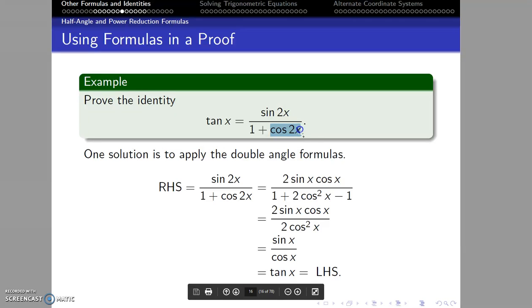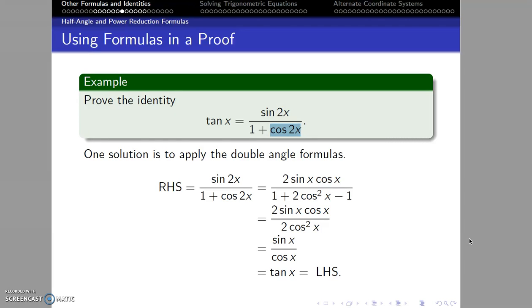I've got cosine 2x, that's one of three things. But if I choose the form 2 cosine squared minus 1, I get to knock off the 1 with this one. And so the remaining expression does clean up very quickly to be just tangent of x. Now, if I had picked one of the other forms for cosine 2x, I would still eventually get the tangent of x. I would just have to do a substitution using the Pythagorean identity along the way.